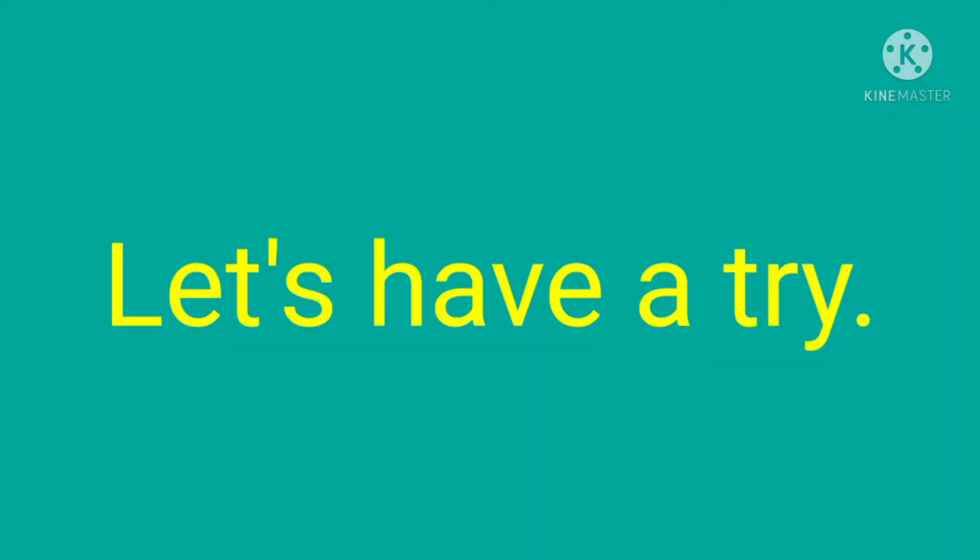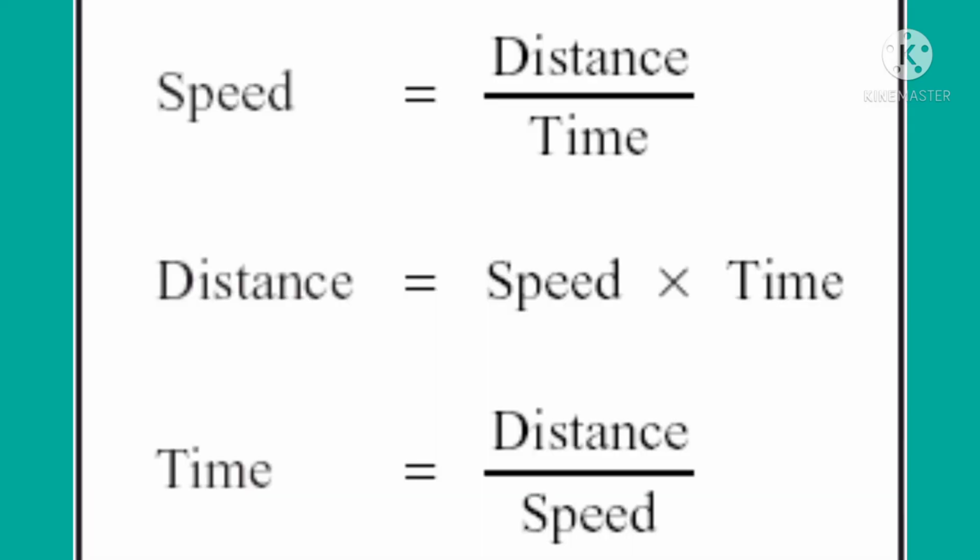Okay, kids, let's have a try in solving speed. Speed can be calculated by dividing the distance covered by an object in motion by the time spent to cover the distance. This can be expressed as speed equals distance covered over time. Speed is measured in meters per second or kilometers per hour.